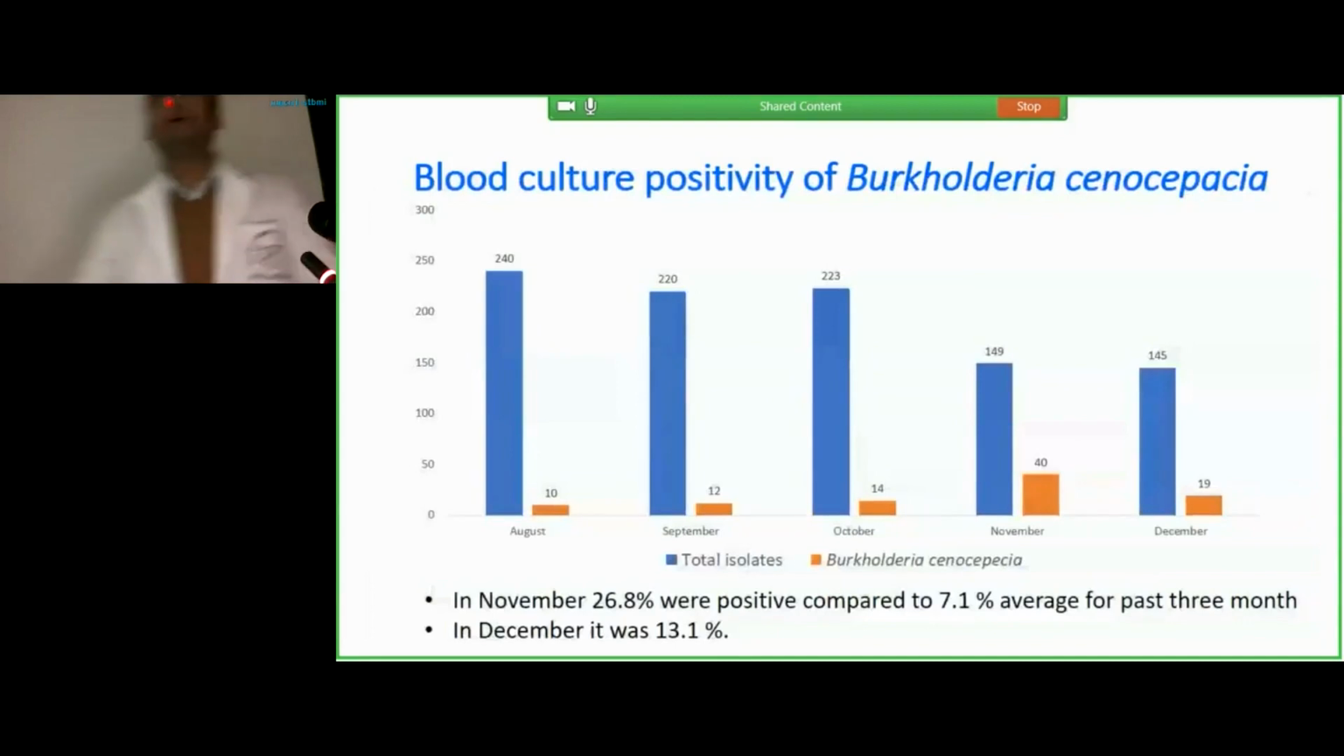Now, if we compare the positivity rate for Burkholderia cepacia, for the past 3 months it was 7.1%, but it rose to 26.8% in the month of November, and again declined to 13.1% in the month of December.